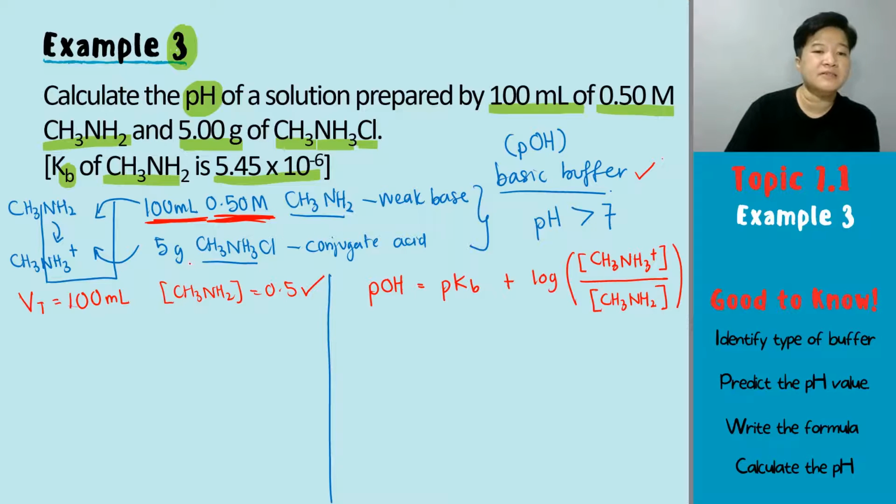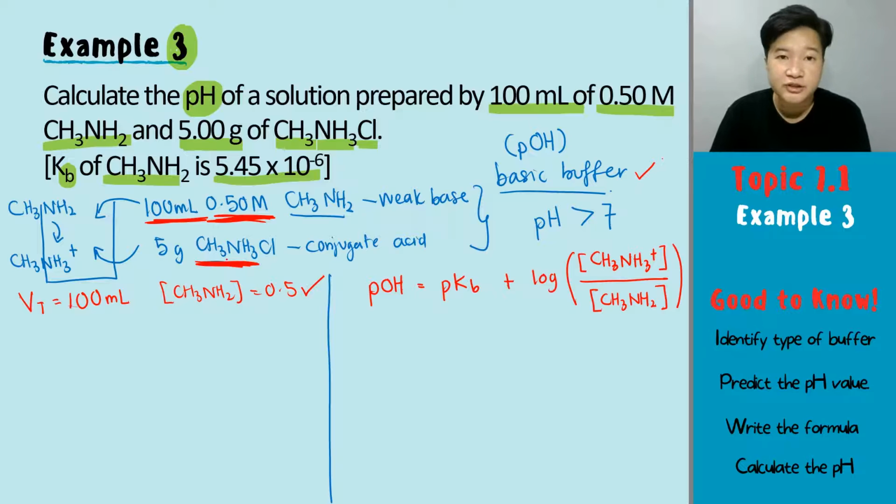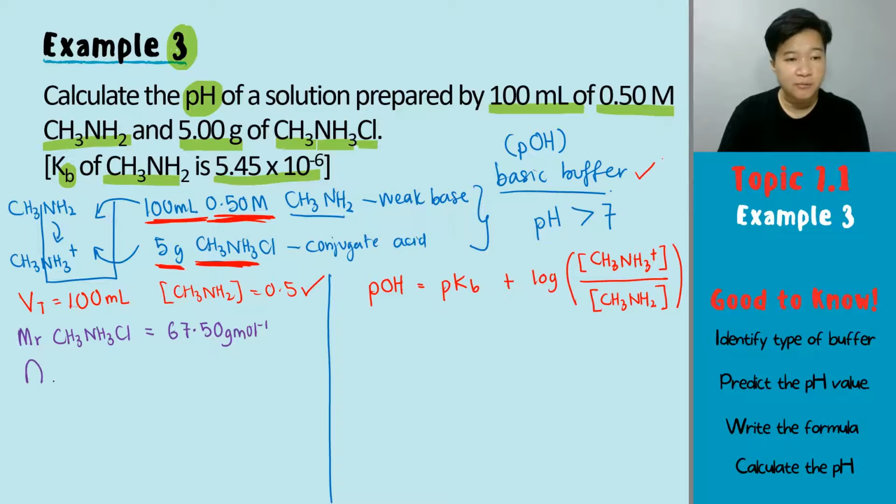But the problem arises, for our conjugate acid, we don't have the concentration. We only have the mass. So what do you need to do when you have the mass, but you need the concentration? We need to find the number of mole. Therefore, first and foremost, you need to calculate the molar mass of your CH3NH3Cl. Okay? Find the molar mass of this, which equals 67.50 gram per mole.